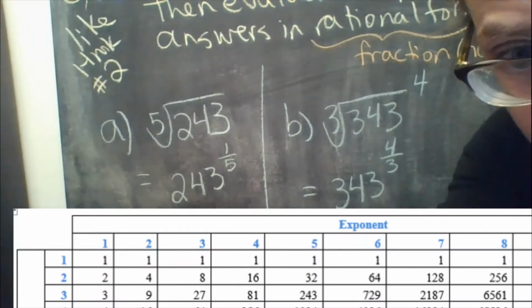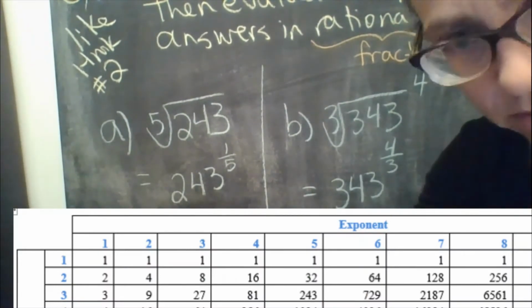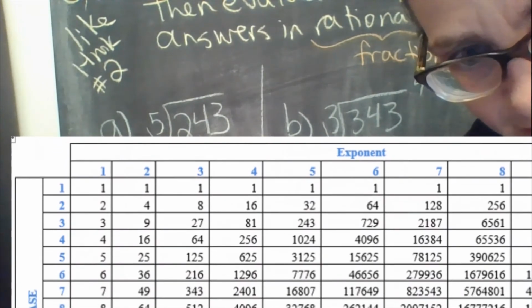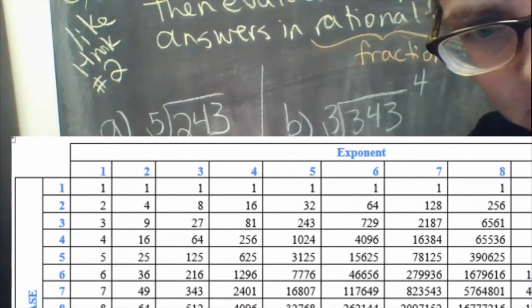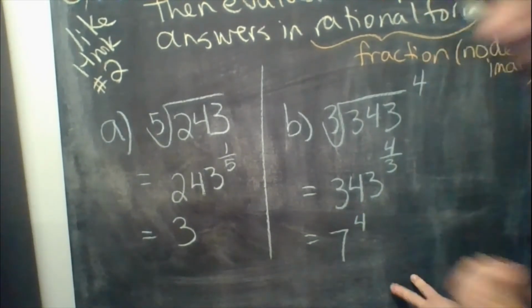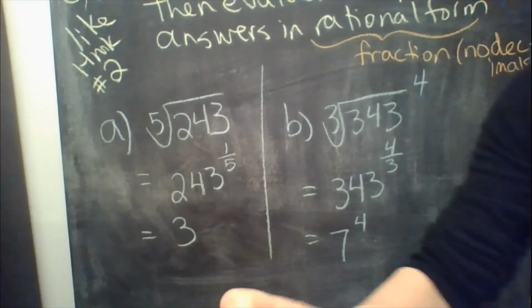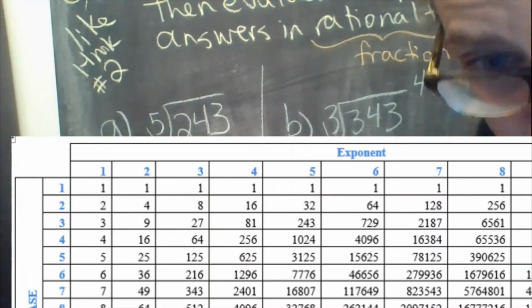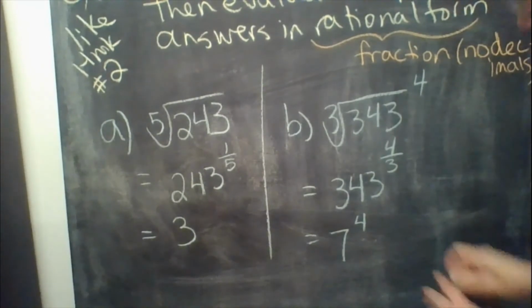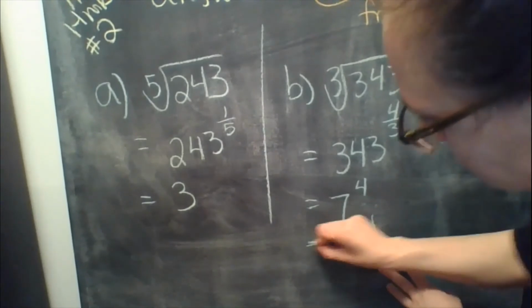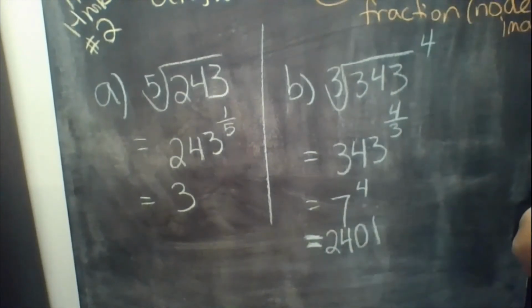So let's recap here. Third root of 343, so where's that? 343, there it is, 7. Good. So this equals 7 to the exponent 4, and 7 to the exponent 4 is 2401. So that equals 2401. So there's my answer.